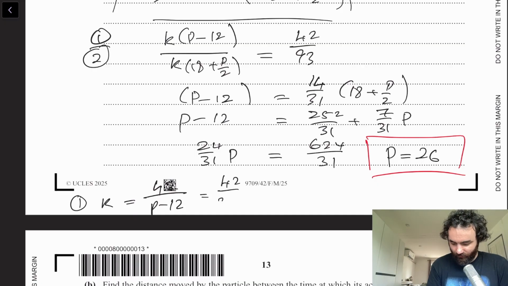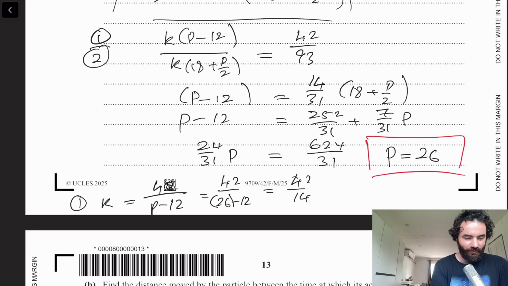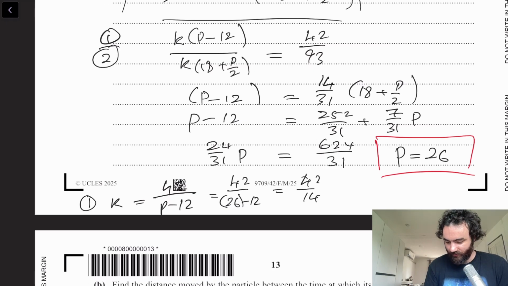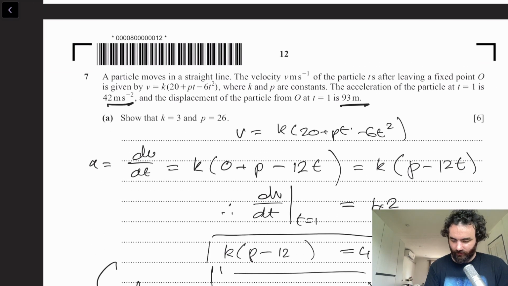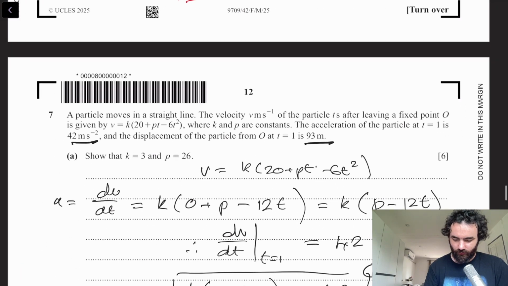I don't know how much I have to write out to show what I'm doing. This is 42 over 14. So hopefully that equals 3. It does. So therefore k equals 3. Cool, we don't need to check that answer because I proved it. So k is 3 and p is 26. Cool, sweet. Okay, 6 marks.